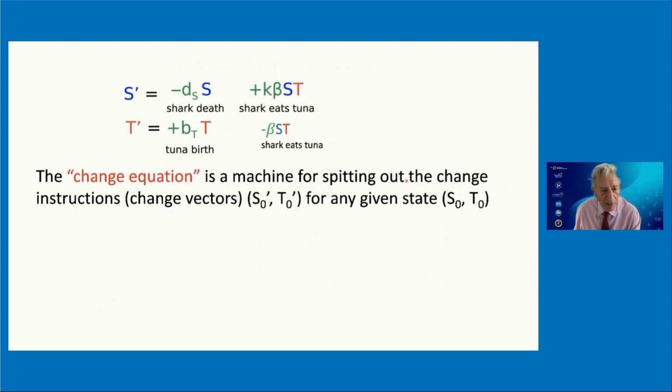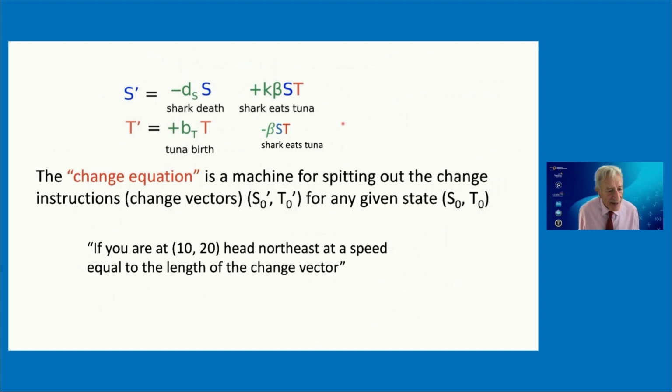We deal with the change equation as an unmodified expression, and we view it as a machine for spitting out change vectors, S prime, T prime, for any given state, S T. In other words, what the change equation is saying is, if you are at this point, 10, 20, 10 sharks, 20 tuna, head northeast at a speed which is the direction of the change arrow, the change vector. And the length of the change vector indicates the speed with which you should move.